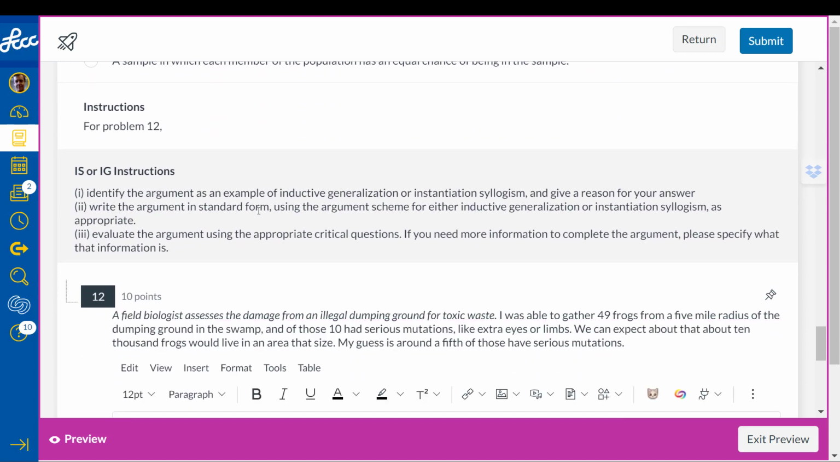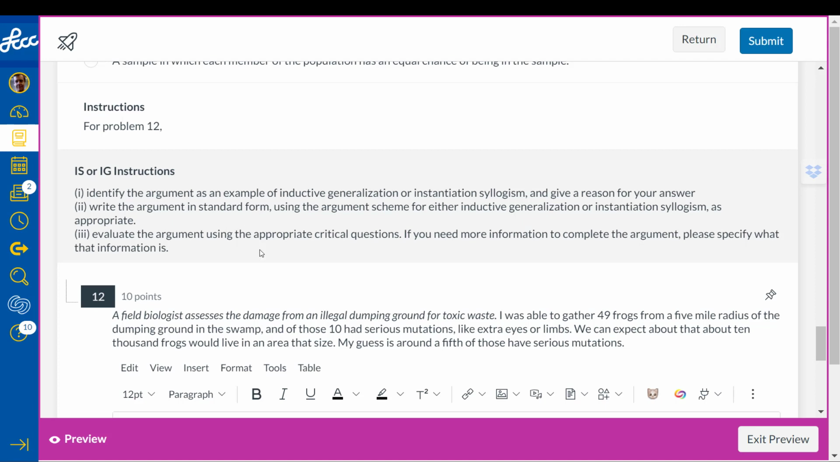Last question, IS, IG, and analyze. So you need to be able to identify an argument as an instantiation syllogism or an inductive generalization, and then write it in standard form and evaluate it. Now, the thing to remember here is that something is an inductive generalization if the big categorical quantified statement, the big generalization, is in the conclusion, and it's an instantiation syllogism if the big generalization is in the premises.